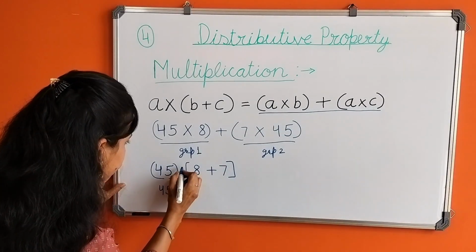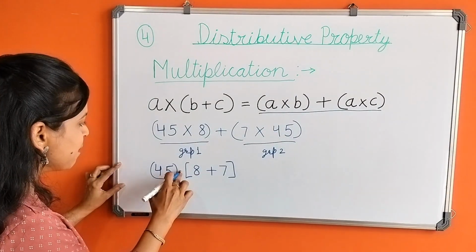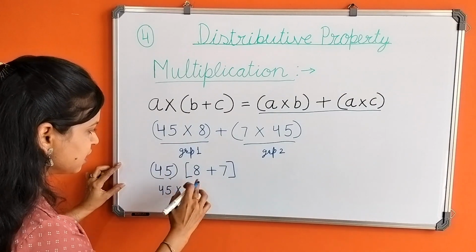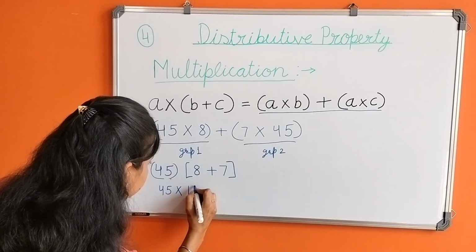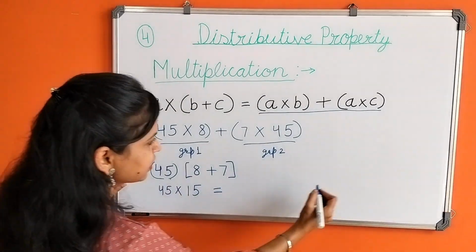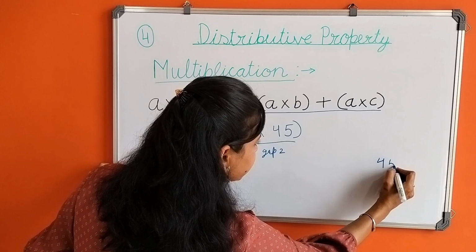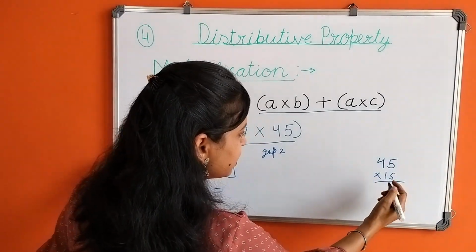45 here. No sign is there between the two brackets, which means a multiply sign is there. 8 plus 7 is 15. Now we can easily calculate it. I am doing rough work here: 45 into 15. I know the table of 15 easily.